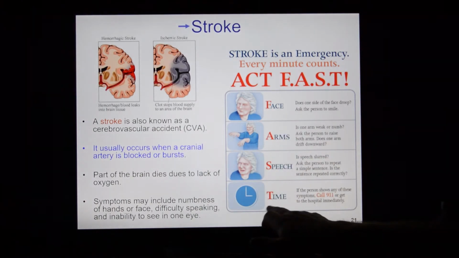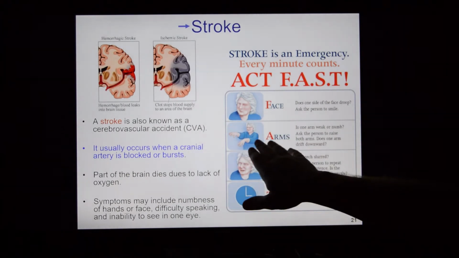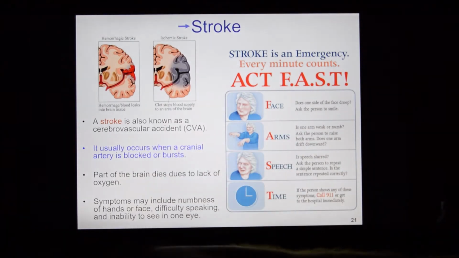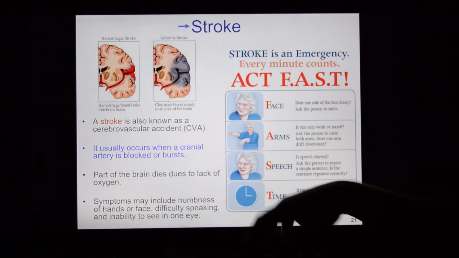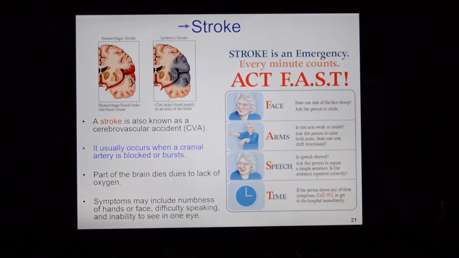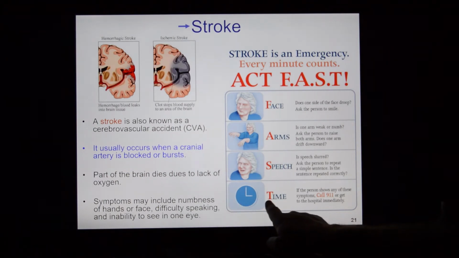Face, arms, speech, and time. Look at somebody's face, you can tell, it's very visible if they're having a stroke. Arms, have them lift their arms up, if one doesn't work as well as the other, that's a classic example of a stroke. Speech, if they can't understand what you're saying, or when they speak back to you, it's nonsense. That's a classic stroke condition. And in most, or I'm going to say in some cases, if you can just get the person to the hospital quickly, time is of the essence, you can decrease the effects of a stroke.